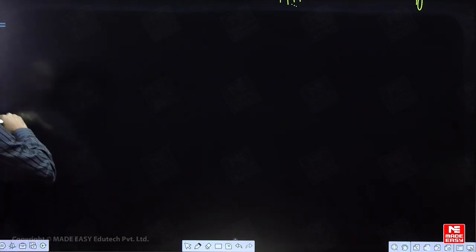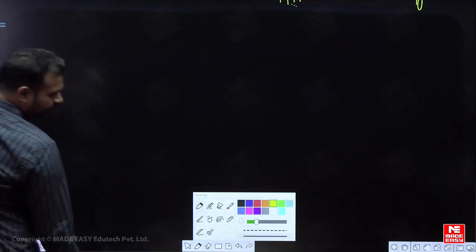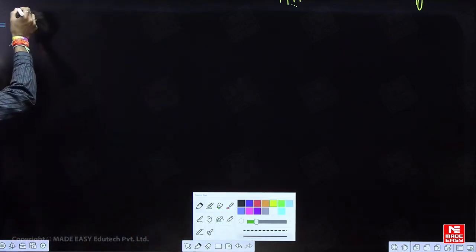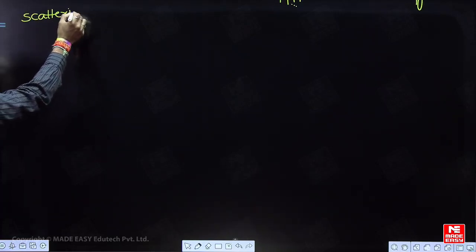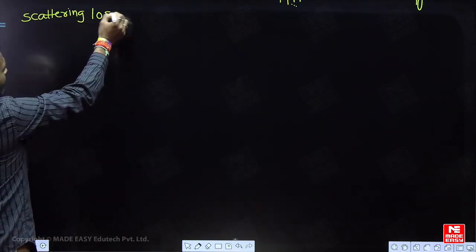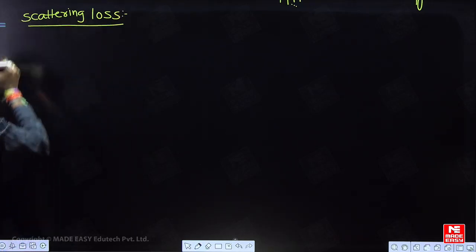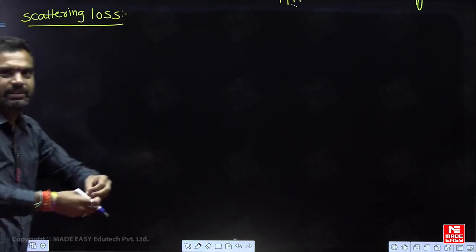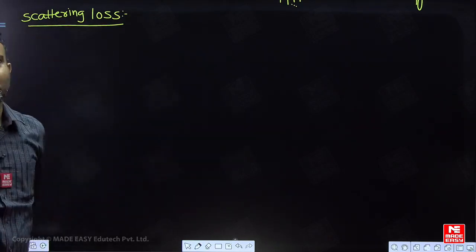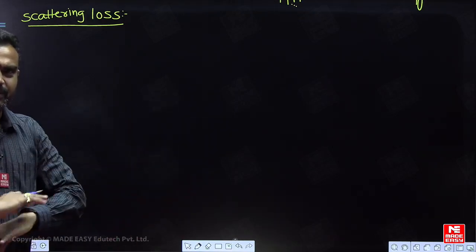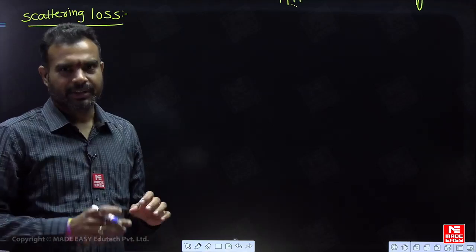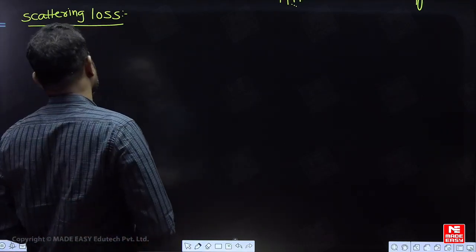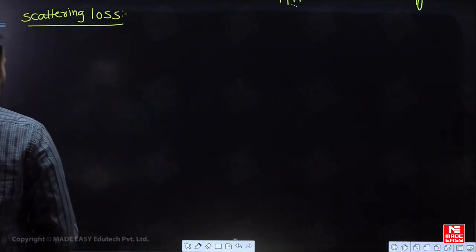The next loss is called scattering loss. Look, the name itself suggests it: scatter. Scattered means it diffracts in all the directions. I hope everybody in the class understood this. That is, diffracted in all the directions is called scattering, which is called scattering loss.